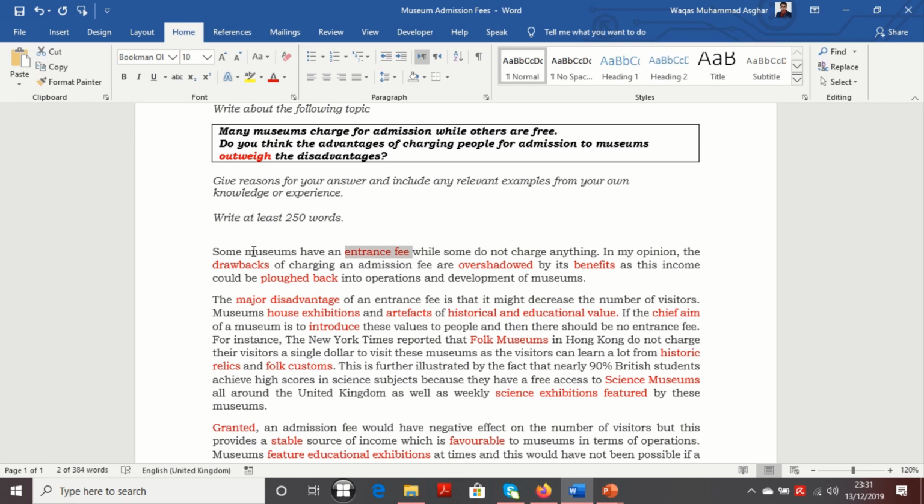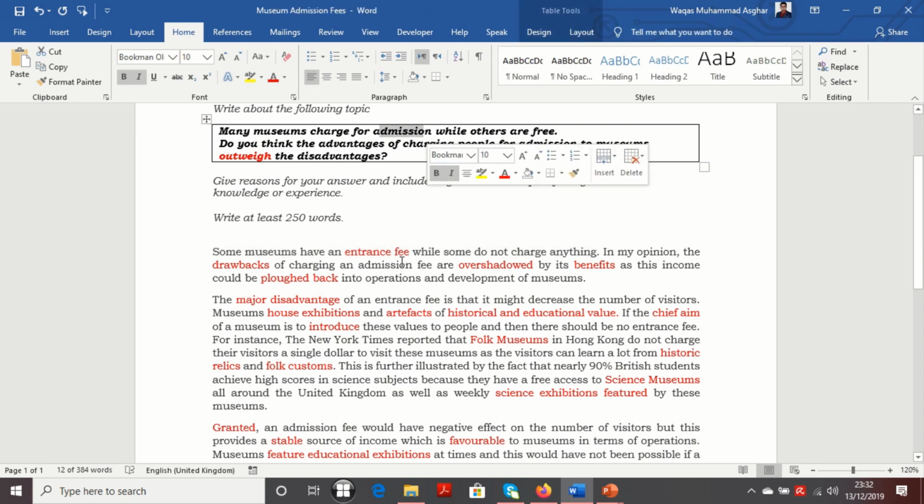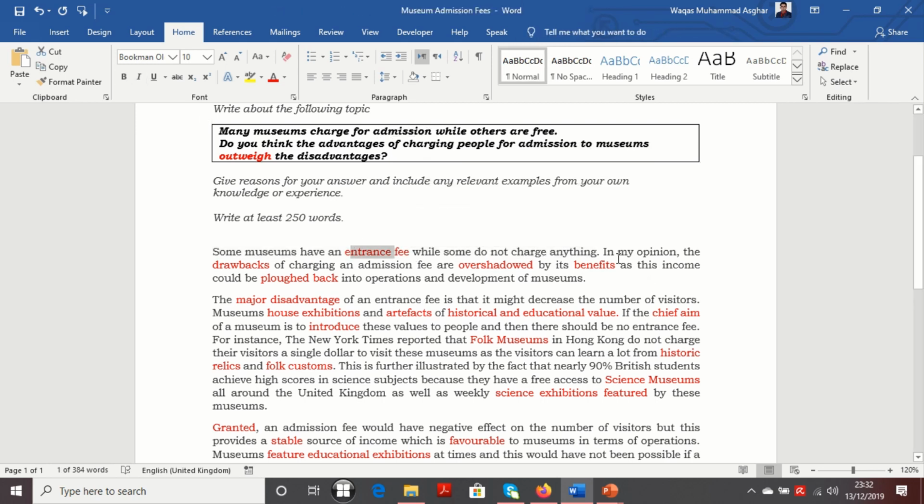This is a requirement because in this way you can demonstrate to an examiner that you have a proficient standard of English or higher. So in my first sentence I just did the paraphrasing. Instead of many I wrote some. For admission I wrote entrance fee. Okay. Now I will give my opinion.